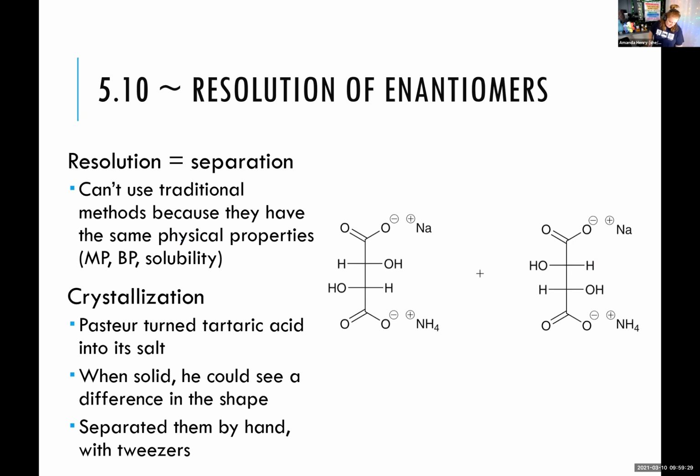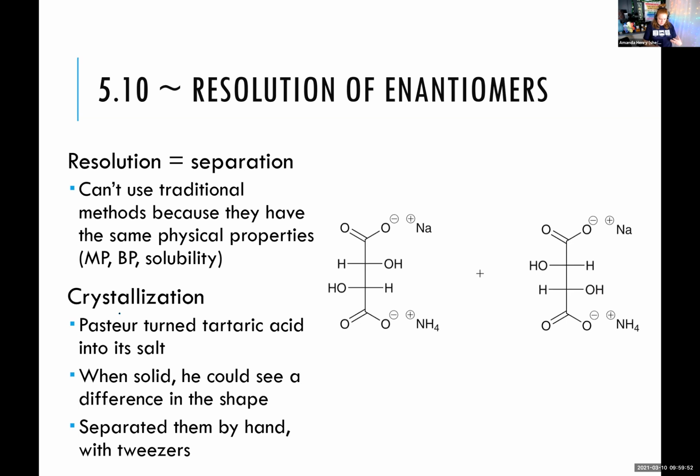We're going to look at a couple slides here on how we would separate these enantiomers. So we talked about that they have almost all the same properties. And so because of that, we can't separate them by distillation, like we talked about in lab this week, or by solubility, last week's lab. And so we would have to separate them through another way.